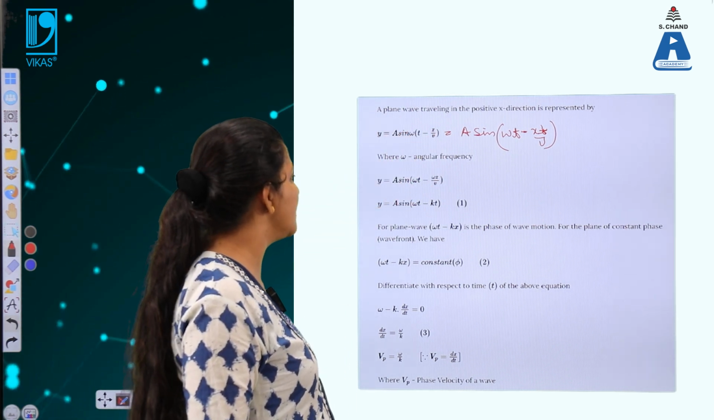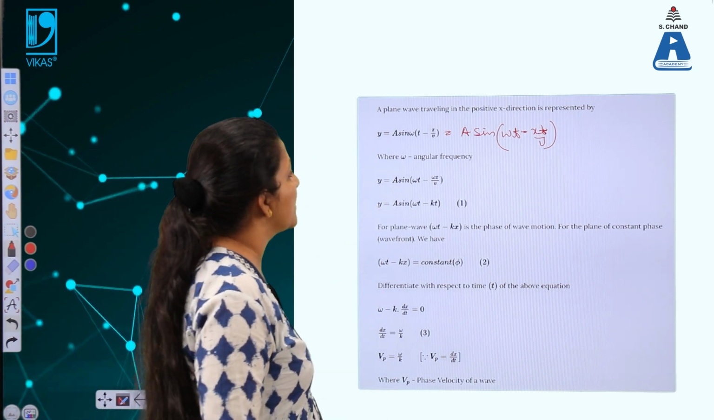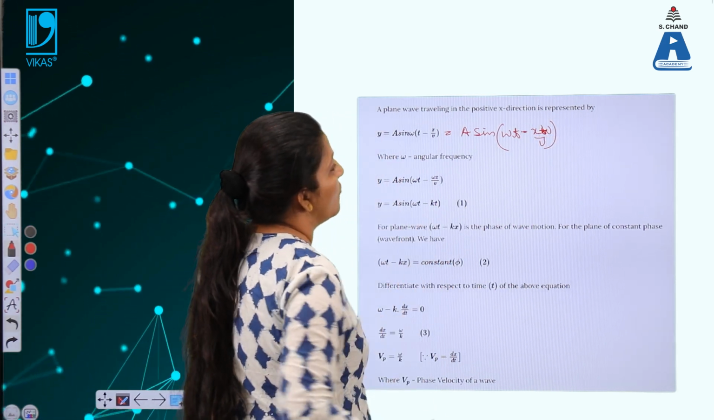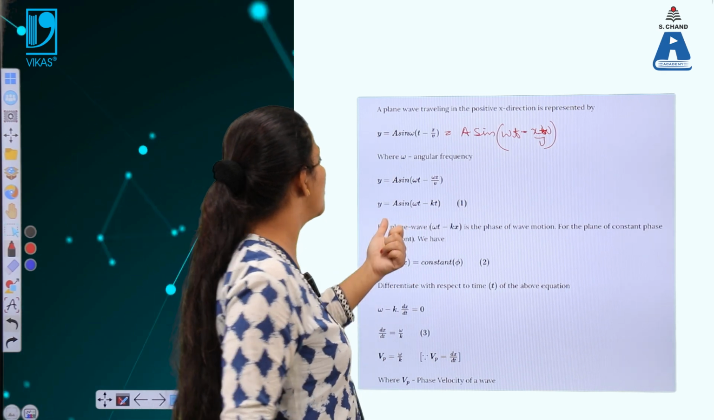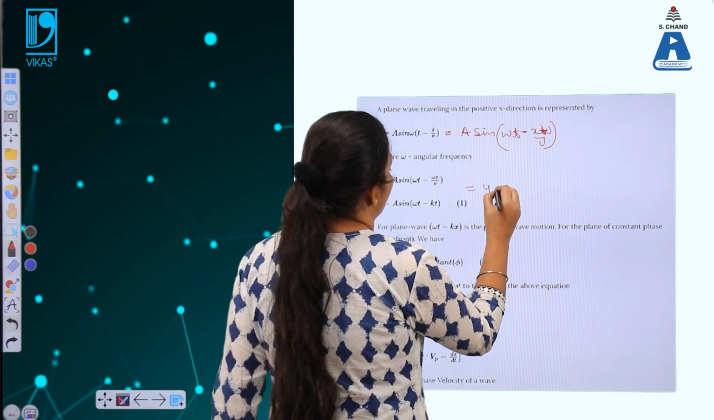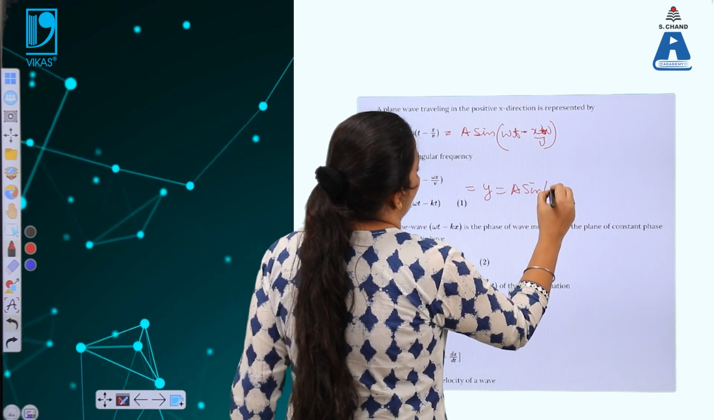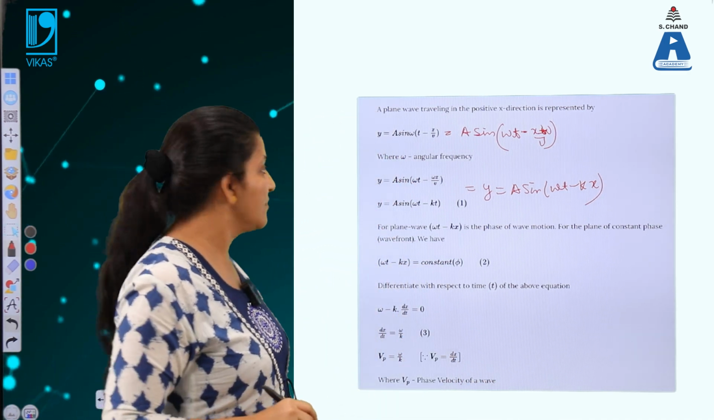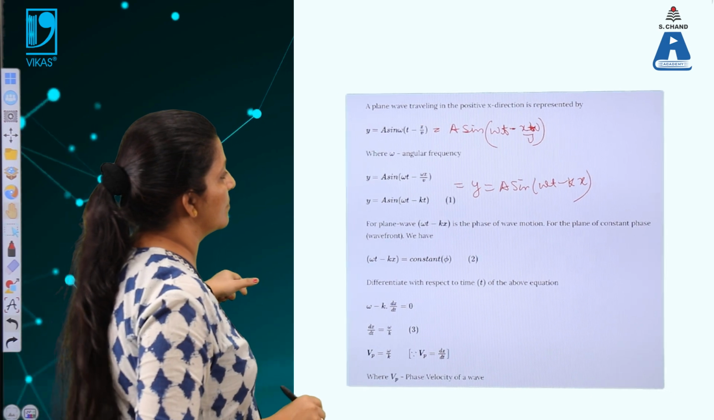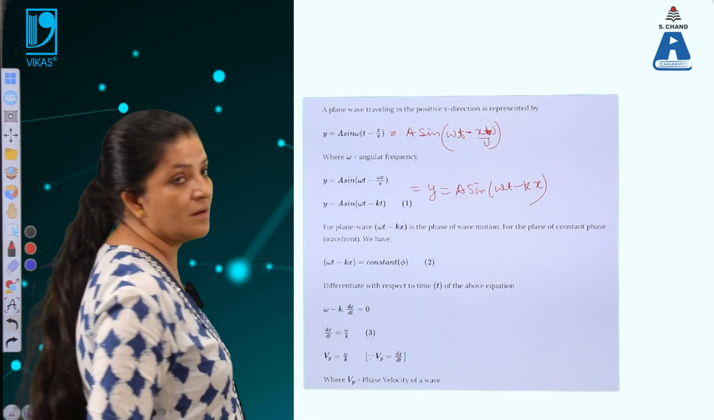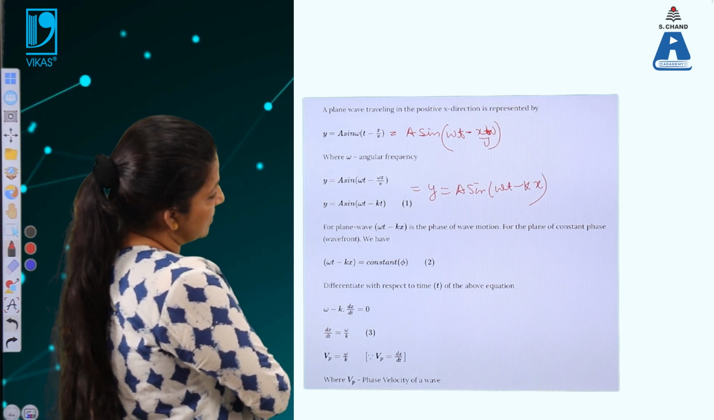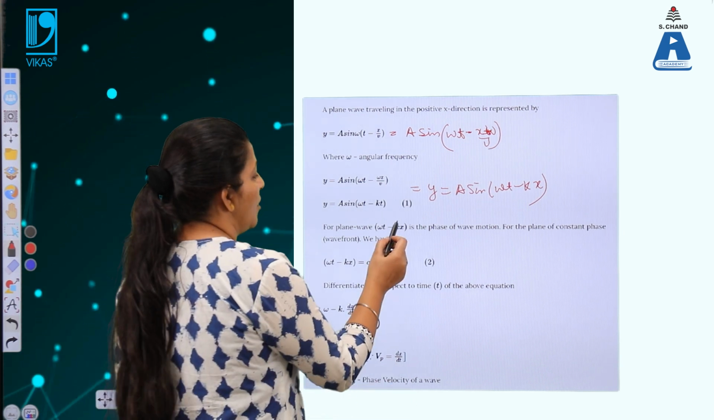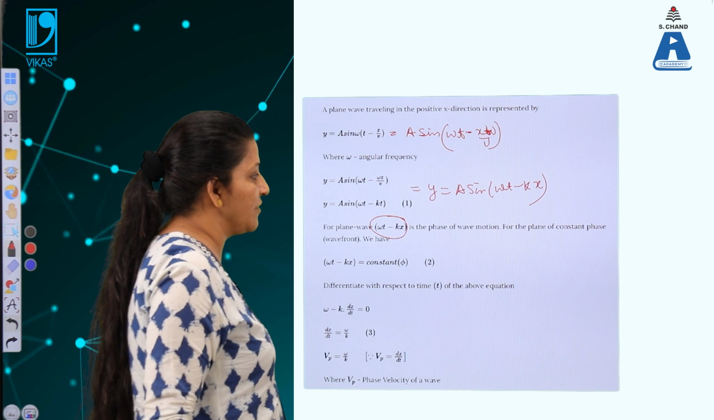Omega here is the angular frequency. So we can write y equals A sin(omega t minus kx). This is the representation of a wave, with the amplitude and the phase. For a plane wave or a single wave, omega t minus kx represents the phase of the wave.